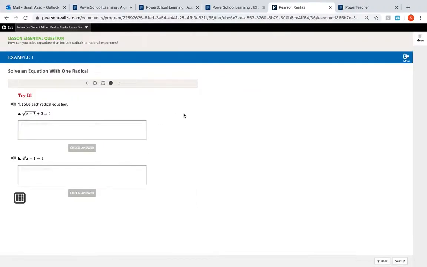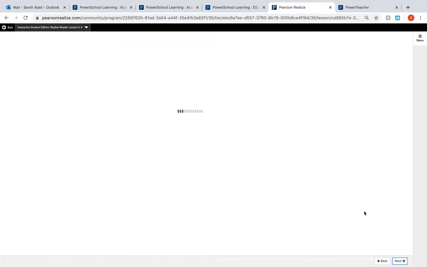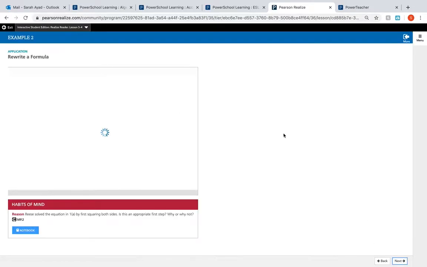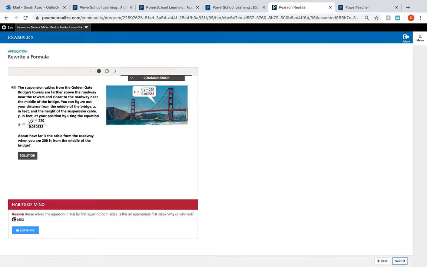All right, let's take a look at example 2. It says rewrite a formula. The suspension cables from the Golden Gate Bridge's towers are farther above the roadway near the towers, and closer to the roadway near the middle of the bridge. You can figure out your distance from the middle of the bridge, x, in feet, and the height of the suspension cable, y, in feet. So the height of the suspension cable represents y. The distance from the middle of the bridge represents x. About how far is the cable from the roadway when you are 200 feet from the middle of the bridge?